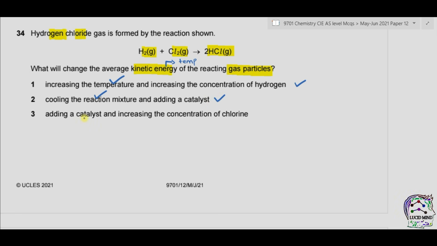Third part is adding a catalyst. It will only lower the activation energy. It does not affect the average kinetic energy, and increasing the concentration, again it only increases rate of reaction, does not affect the average kinetic energy. So overall there is no change in average kinetic energy of gas particles. Option 1 and option 2 are correct. Answer is therefore B.